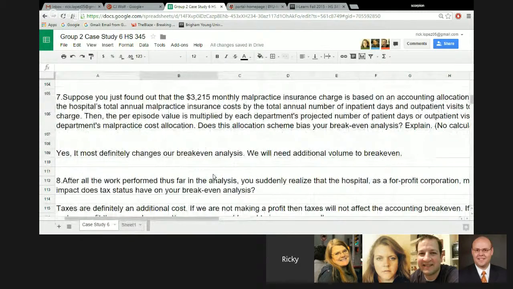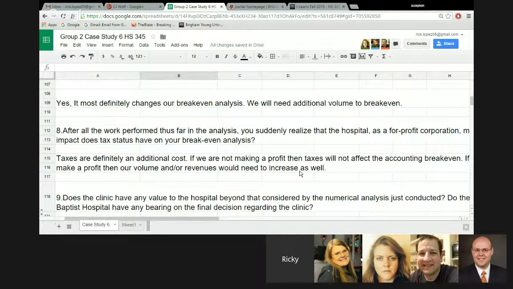So at least the way we understood it, it was a pretty straightforward answer, very simple. We thought, yes, it absolutely does change our break-even analysis. I think we would just need additional volume to break even. These are, I guess, unforeseen or different or additional fees or whatever it may be, and we would just need more volume to break even on it. It was additional fixed costs. That's what it was. Yeah, additional fixed costs.